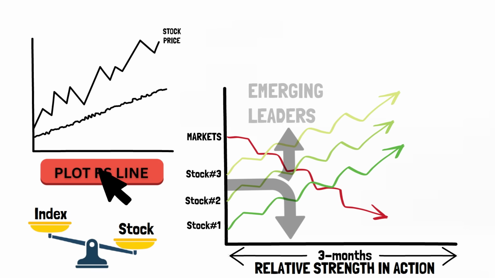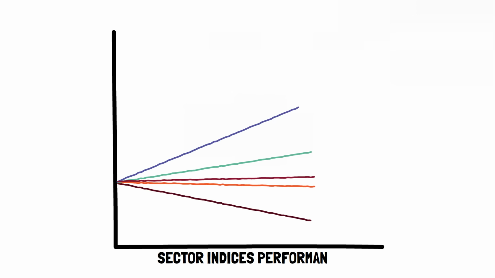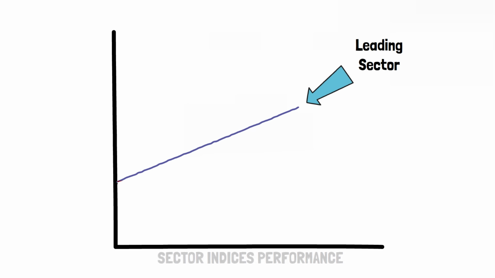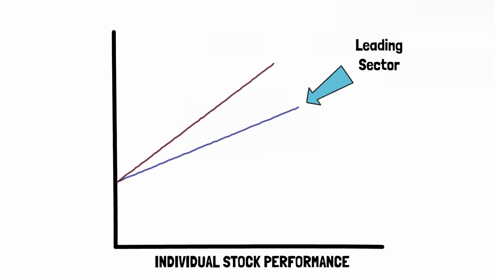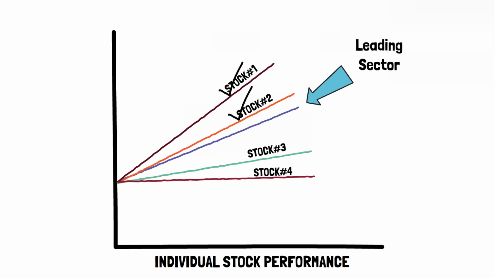These stocks could be the emerging leaders of the next bull market, ready to explode once the broader market stops falling. To make this even more practical, first identify a leading sector by comparing its index performance to other sectors and a broad market index like the S&P 500 or Nasdaq 100. Then, within that leading sector, compare all the individual stocks, rank them, and pick the top performers as your candidates.